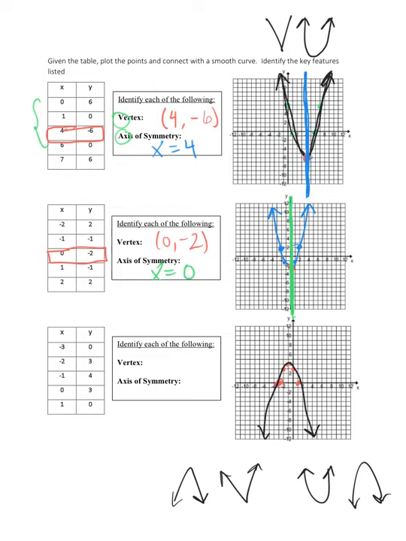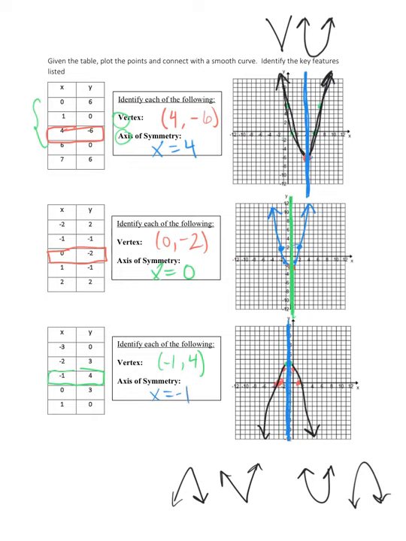Okay? Then we're going to label my vertex. So remember where my turning point is. In this case, it's a maximum point. Okay? What is this point? Negative 1, 4. So my vertex is negative 1, comma 4. Then I need to go ahead and find my axis of symmetry. Remember, we're drawing a line vertically on my vertex. And wherever you're drawing that line is what your axis of symmetry is going to be. So in this case, my axis of symmetry is x equals negative 1.